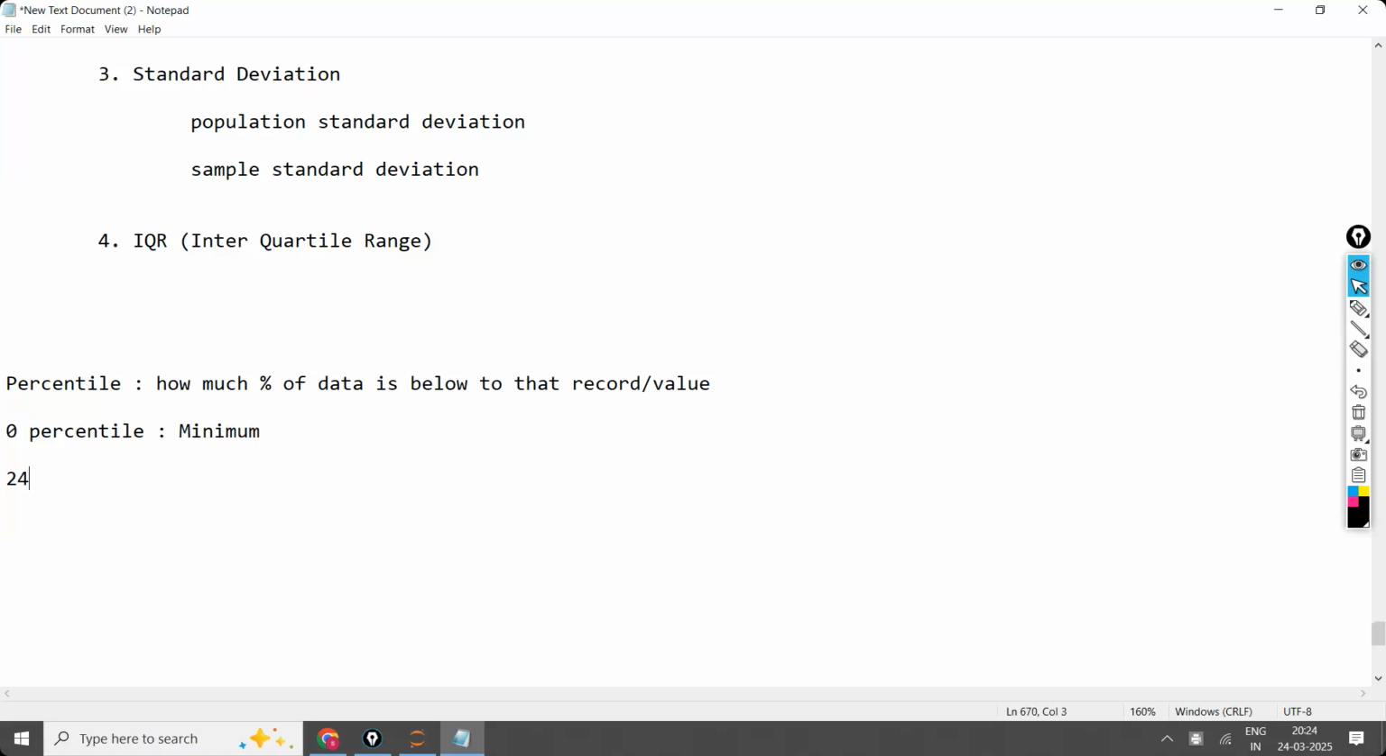Now, 25 percentile. What is the meaning of 25 percentile? 25% of the data is below this value. That number will be considered the 25 percentile. Here that value is Q1, which is also called quartile 1. Quarter means 1 by 4.